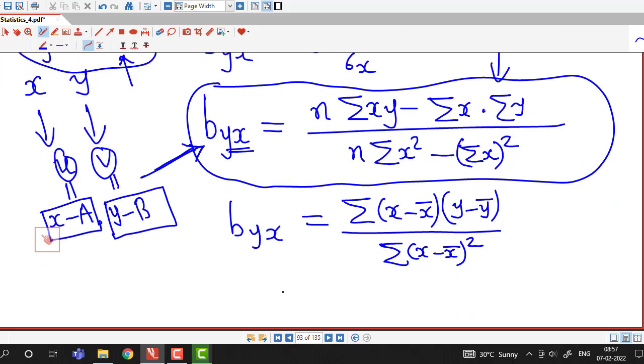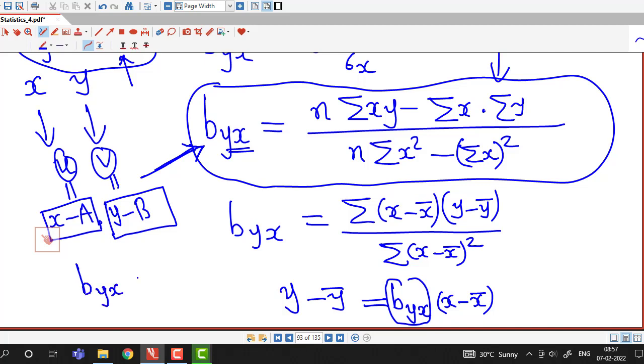So here we are going to use this form of straight line, y minus y bar equal to byx times x minus x bar, but this byx will be obtained by considering this change of origin. So first we will find out appropriate values of a and b, and then we will find out regression coefficient between v and u, that will be exactly equal to this one.